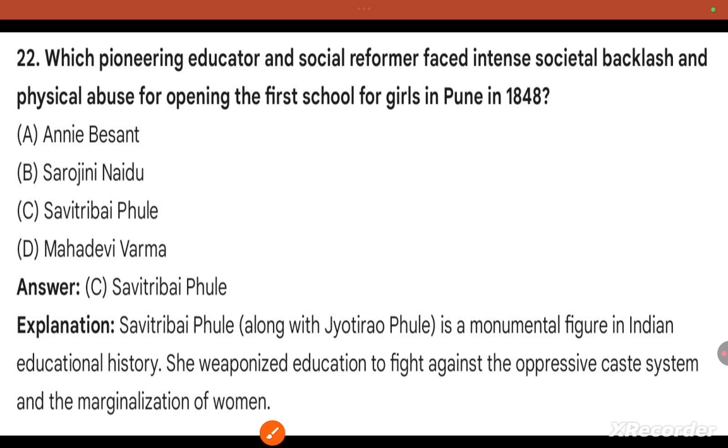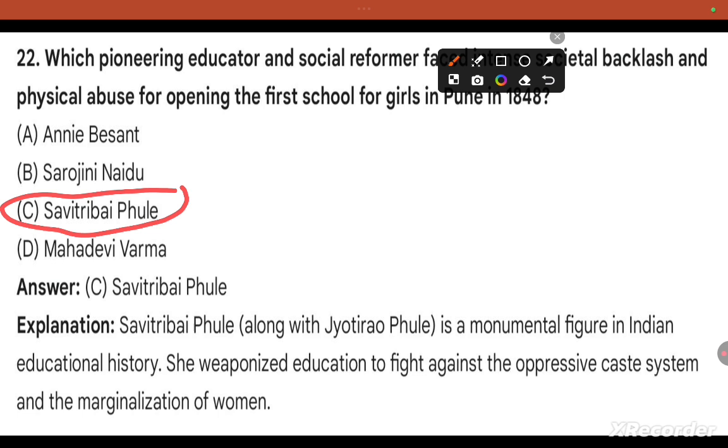22nd. Which pioneering educator and social reformer faced intense social backlash and physical abuse for opening the first school for girls in Pune in 1848? Annie Besant, Sarojini Naidu, Savitribai Phule, Mahadevi Verma. So your answer is Savitribai Phule.